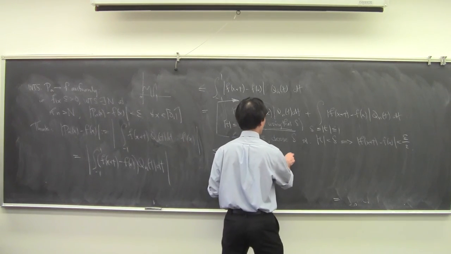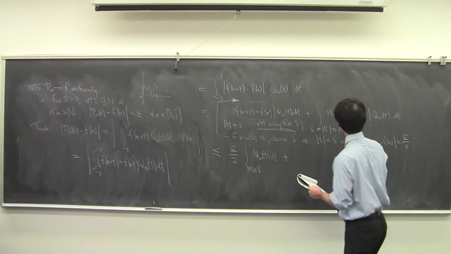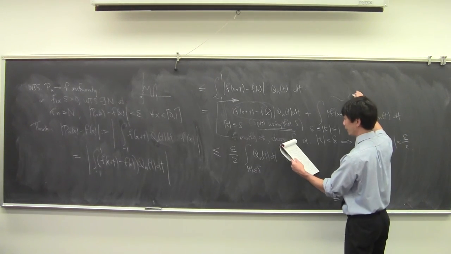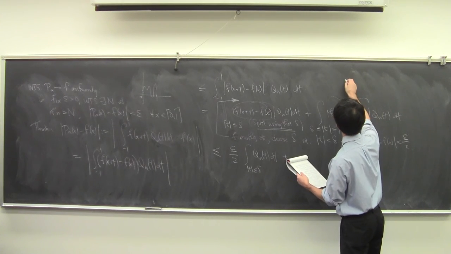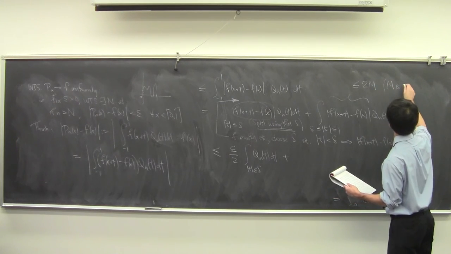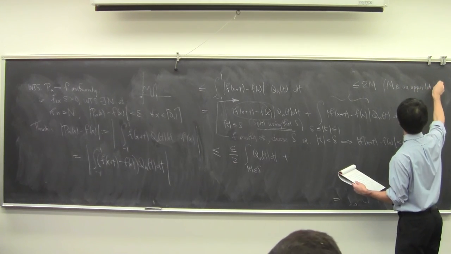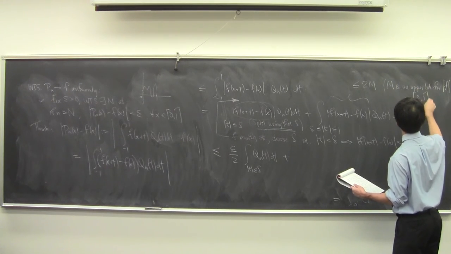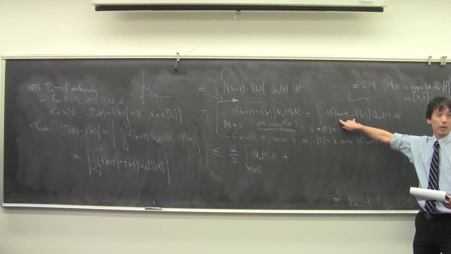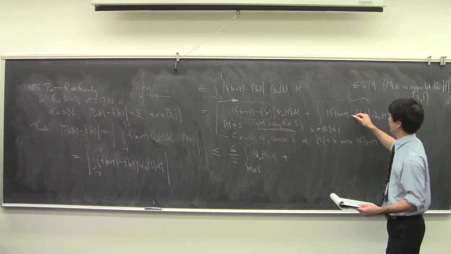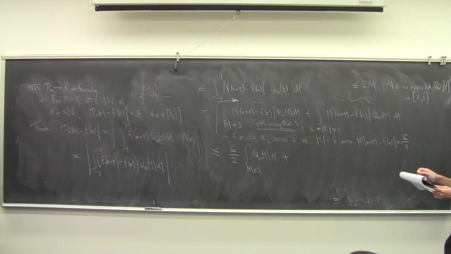Okay. Now we've got this other part. We're going to do something crude. We will say, well, we know that this is smaller than 2 times M, where M is an upper bound for the absolute value of f on [0, 1]. So we just use the triangle inequality in a very crude way. This is smaller than two times that upper bound.